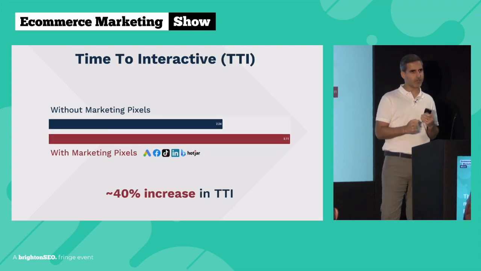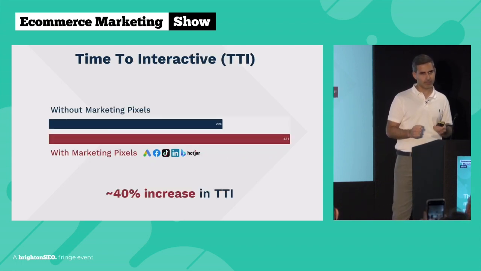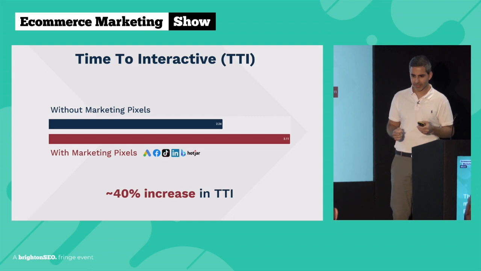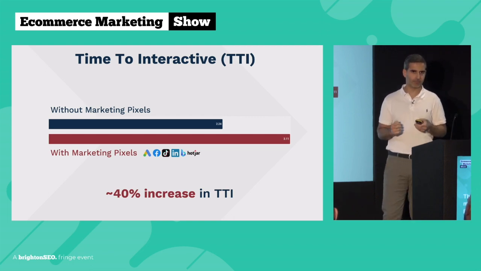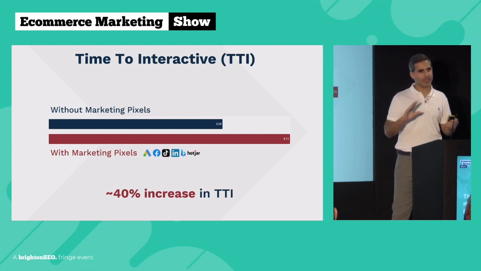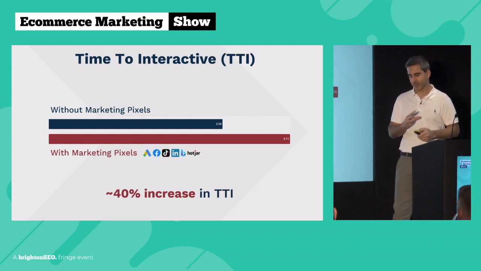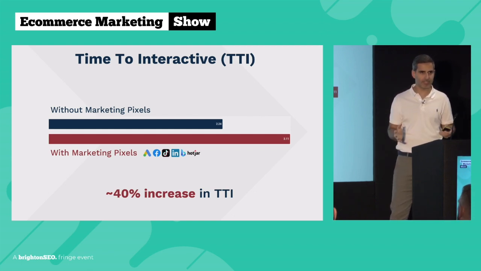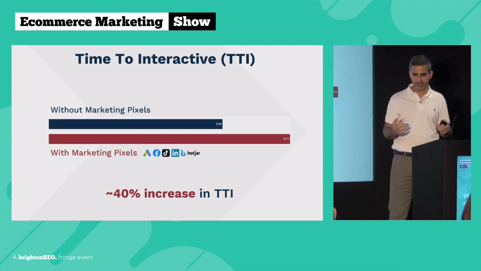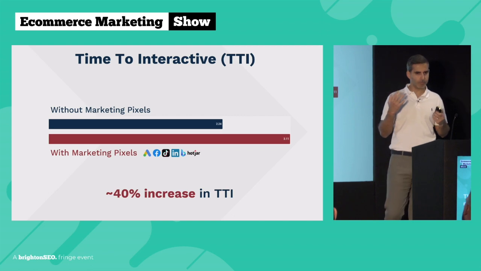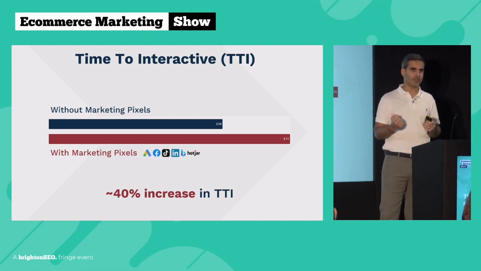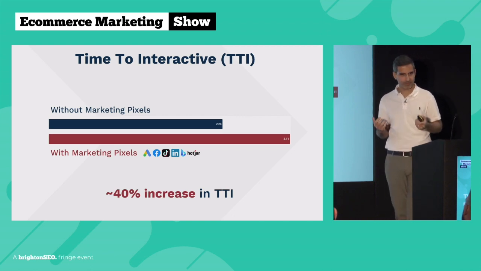And what I noticed is two metrics changed. The first one being TTI had a 40% increase when we had marketing pixels on there. And be aware, these sites are very, very basic, and I was testing it on a normal desktop computer with a fast internet. But on the worst performing machine, we're going to see a higher increase. But TTI was something that was affected.